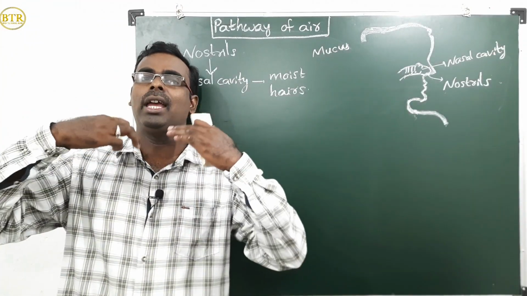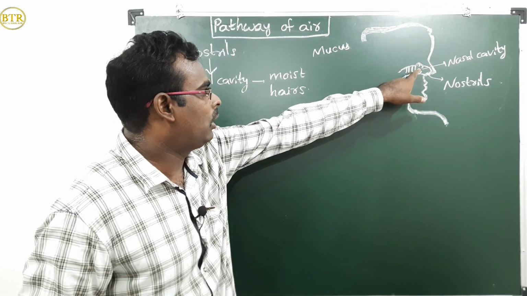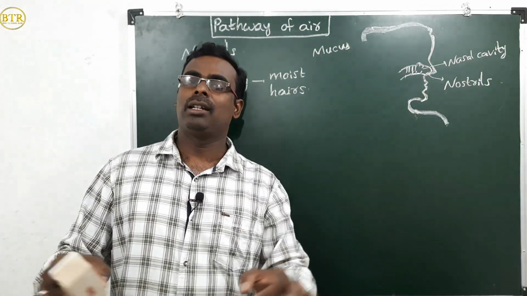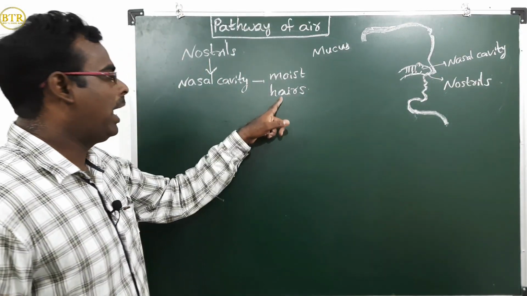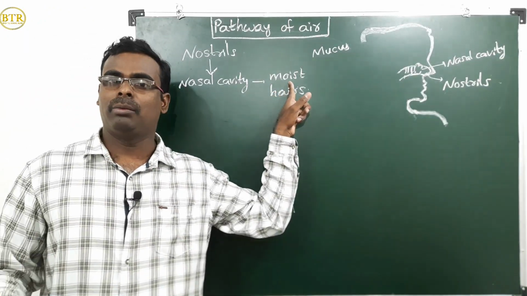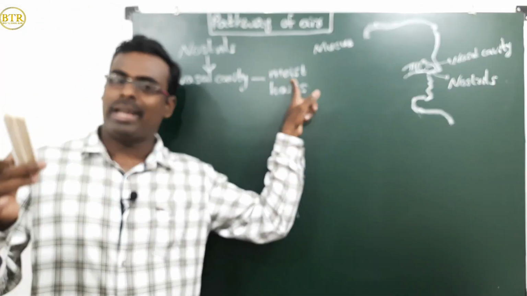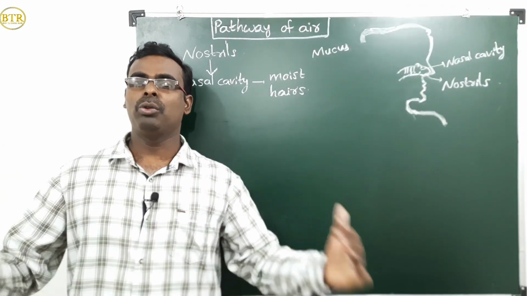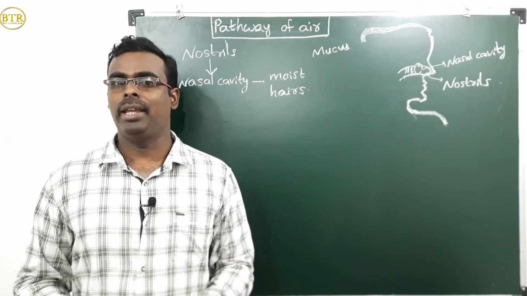So when we take air through the nostrils into our body, and it enters the nasal cavity, the dust particles are removed from the air. The hairs present in the nose and the moist surface of the nasal cavity will remove the dust particles, the tiny particles of dirt, from the air.